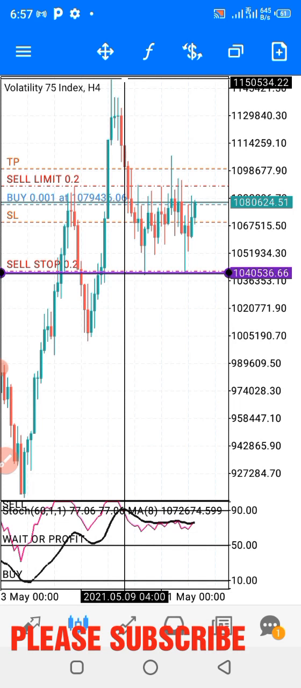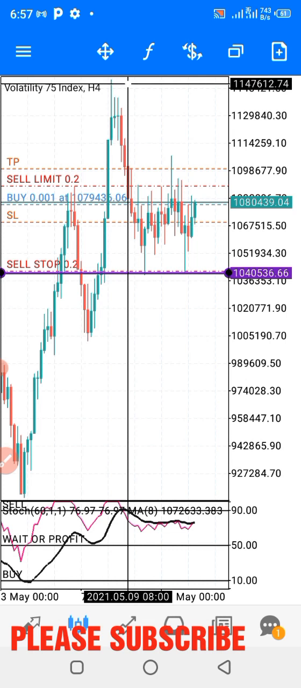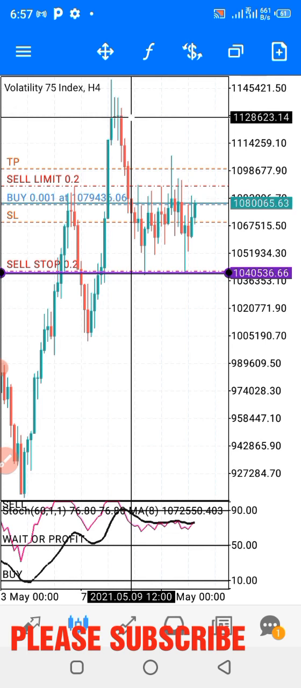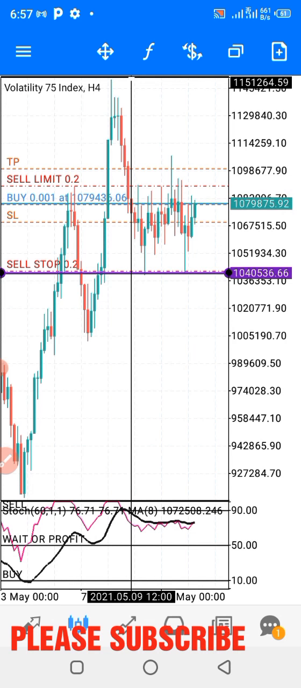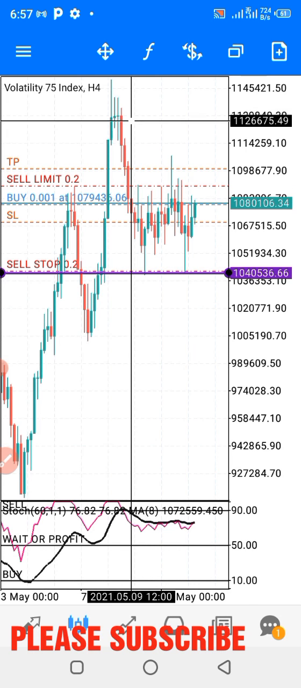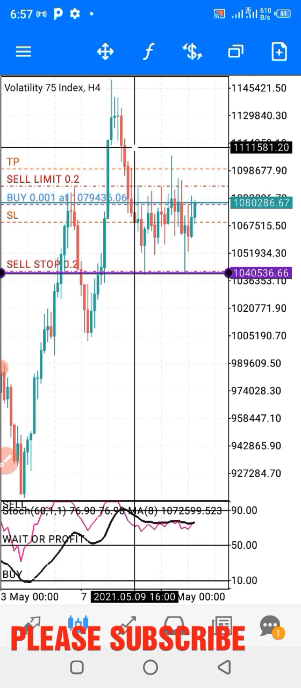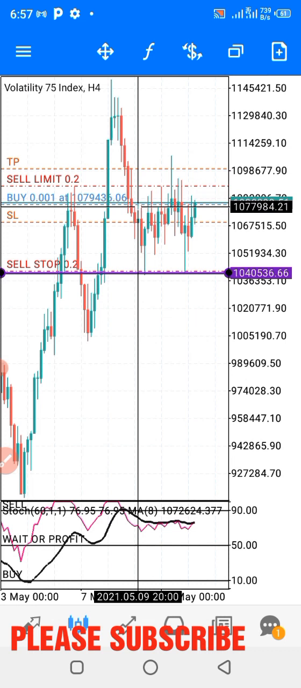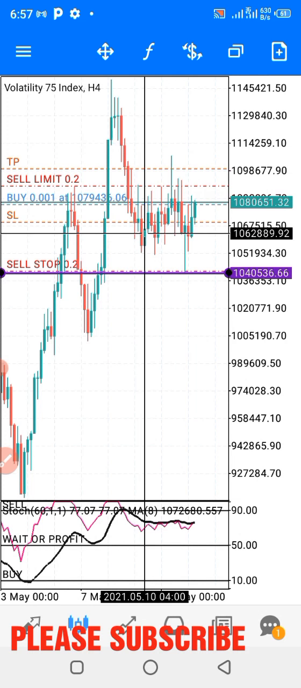Then make sure you place your stop loss above this highest high. Since you are selling, your stop loss should be above, and your take profit should be in the direction of your selling, which is like this. So you put your take profit maybe 5 times or 10 times your risk.